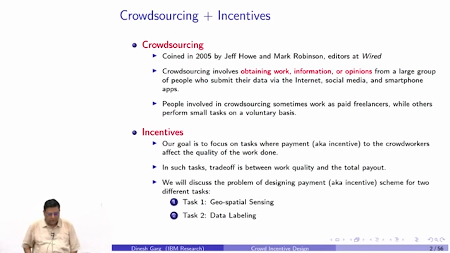What is crowdsourcing? This term was coined by Jeff Howe and Mark Robinson, who were the editors of the popular magazine Wired, in 2005. So crowdsourcing essentially involves obtaining work, information or opinions from a large group of people who submit their data via the internet, social media or a smartphone app. So essentially what does crowdsourcing mean? That it is harnessing the power of people.